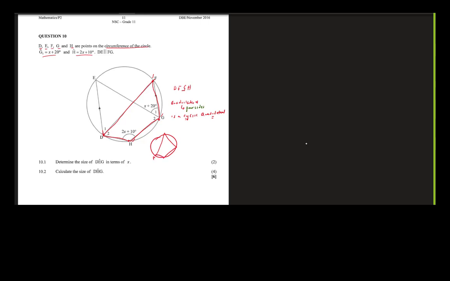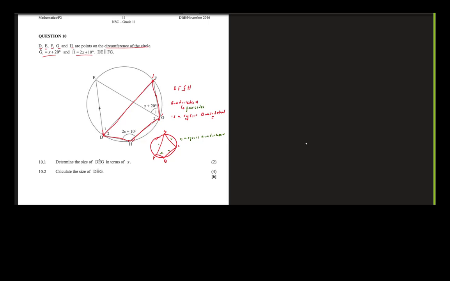Why is this a quadrilateral? Because it has got 4 sides. A quadrilateral has got 4 sides. 1, 2, 3, 4. And this is not just a quadrilateral, it's a cyclic quadrilateral. Why are we saying it's a cyclic quadrilateral? It's a cyclic quadrilateral because all points A, B, C, and D, all these points, they are at the circumference of a circle. All these points, they are at the edge of a circle. That is why we say it's a cyclic quadrilateral.